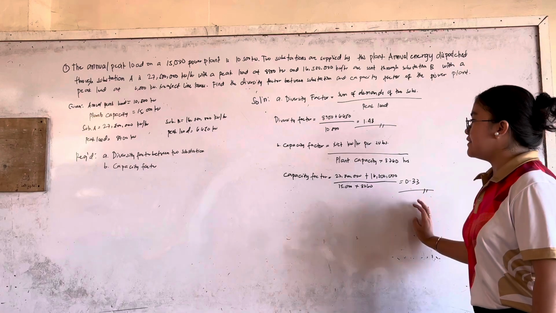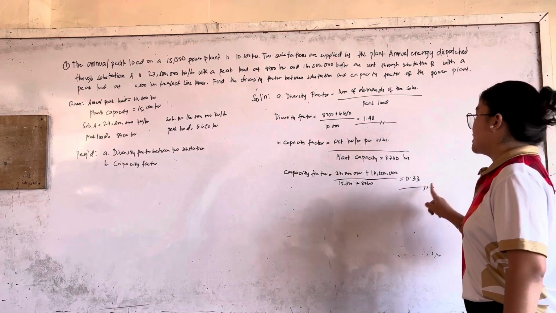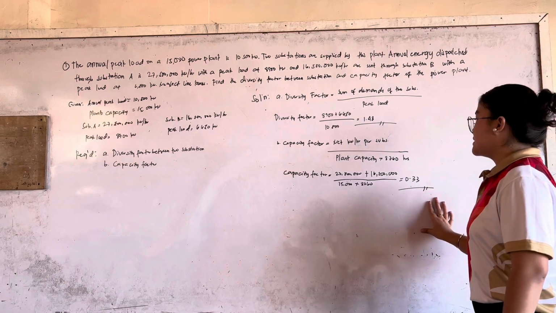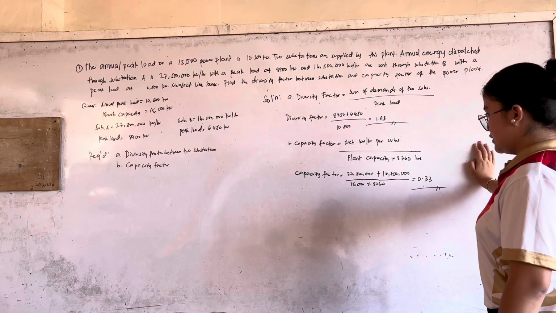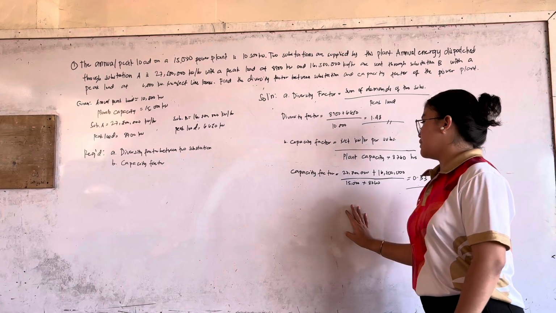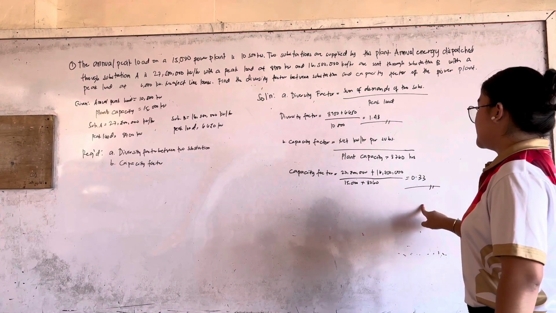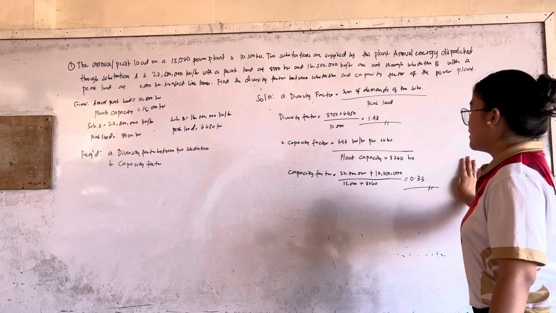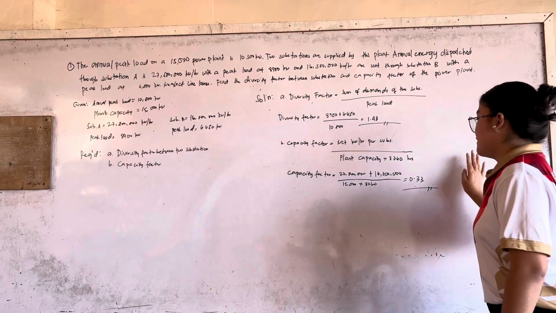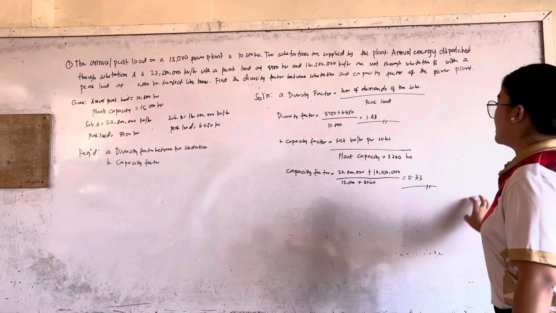And our capacity factor is equal to the net kilowatt-hours of the substations over the plant capacity times 8,760 hours. So capacity factor is equal to 27,500,000 plus 16,500,000 over 15,000 times 8,760, which equals 0.33. That's all.